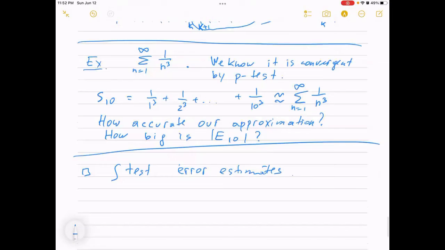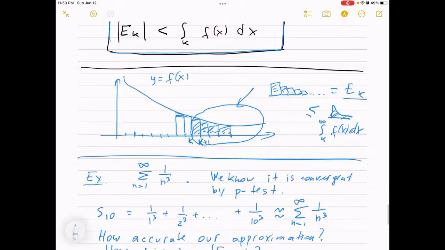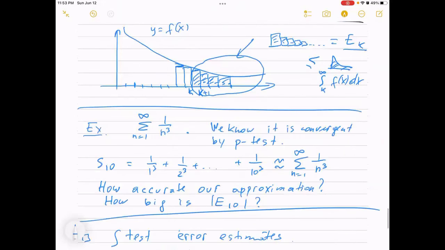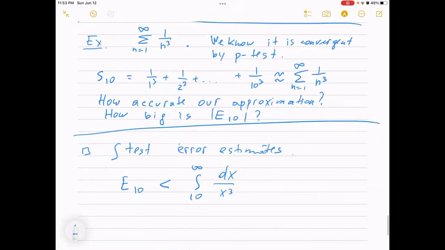So what you're going to get is E10 is going to be less than the integral from 10 to infinity of dx divided by x cubed. That's what the integral test for error estimates is saying. So let's calculate the integral. So we switch into negative exponent.